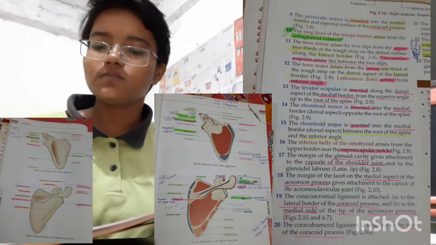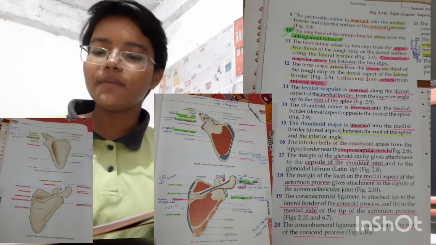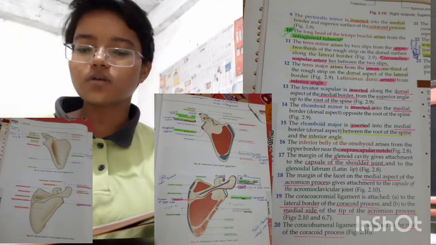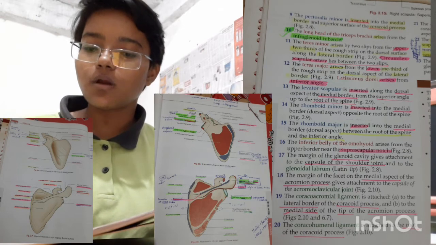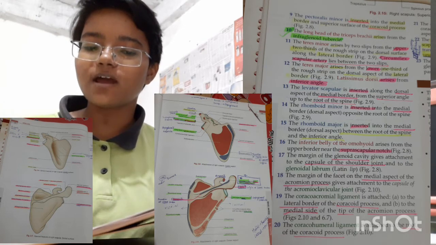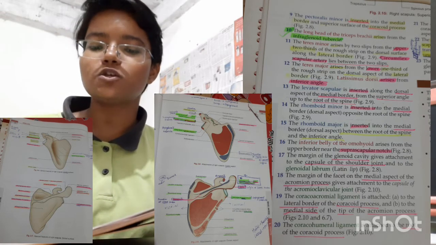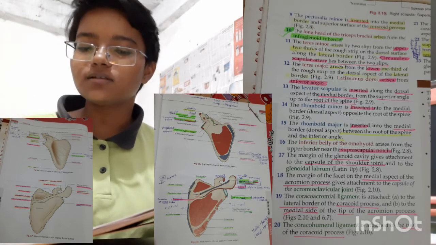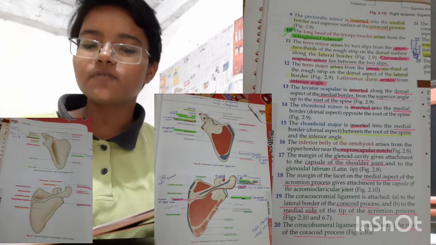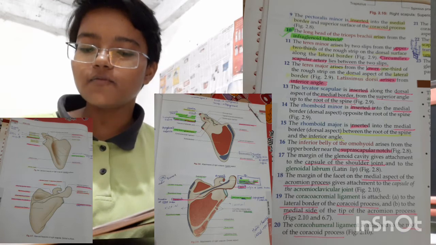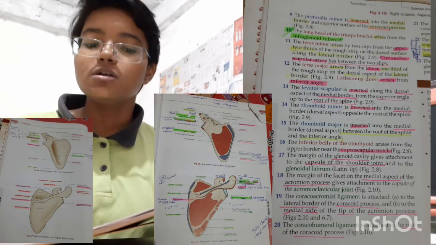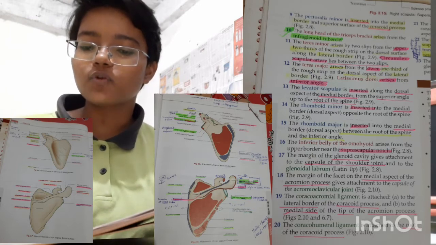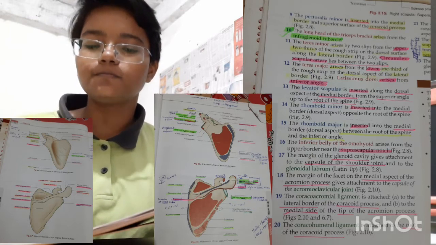The pectoralis minor is inserted into the medial border and superior surface of the coracoid process. The long head of triceps brachii arises from the infraglenoid tubercle. The teres minor arises from 2 slips from the upper two-thirds of the rough strips on the dorsal surface along the lateral border. Circumflex scapular arteries lie between the 2 slips.